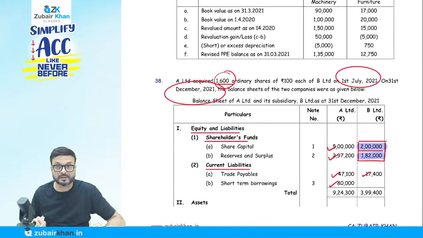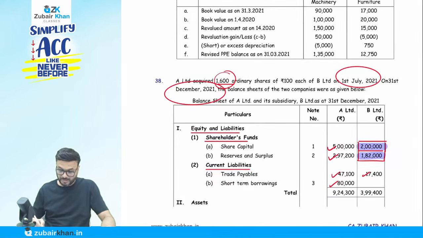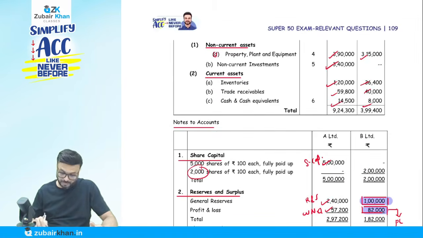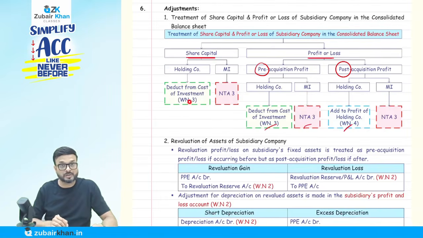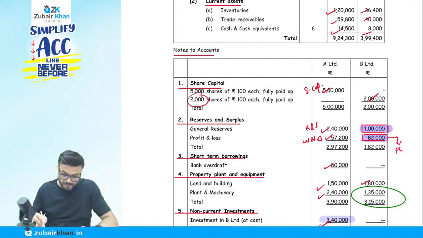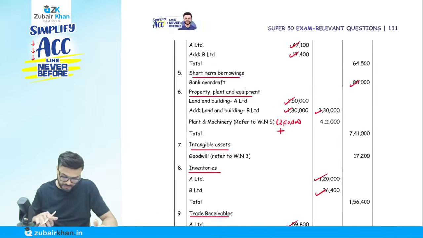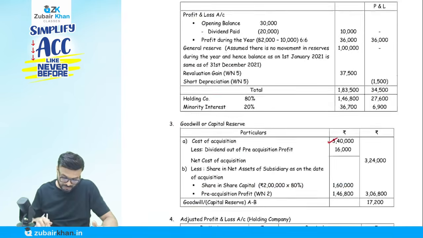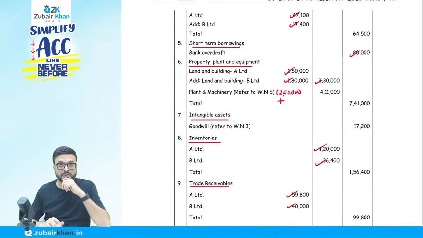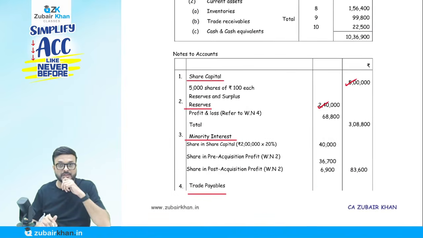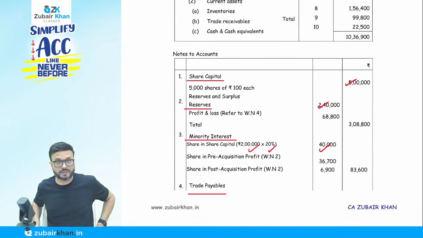Now understand, these two are still pending. Share capital, 2 lakh. What do we do? Note number 1. What do we do for this 2 lakh? To remember this, 2 lakh is deducted from the cost of investment in note number 3. So that is 2 lakh, 80% was the shareholding, 80-20. So in note number 3, it is 2 lakh multiplied by 80%, that is 1,60,000. And in note number 3, this amount 2 lakh multiplied by 20% is coming to 40,000. You got the point?